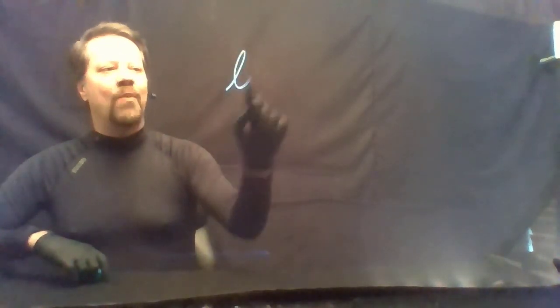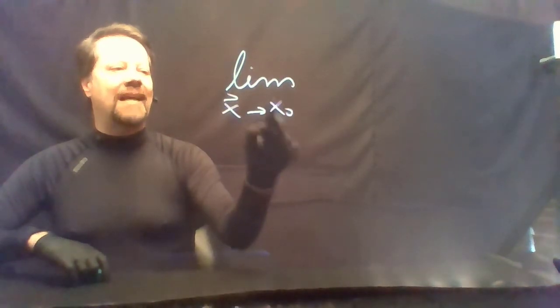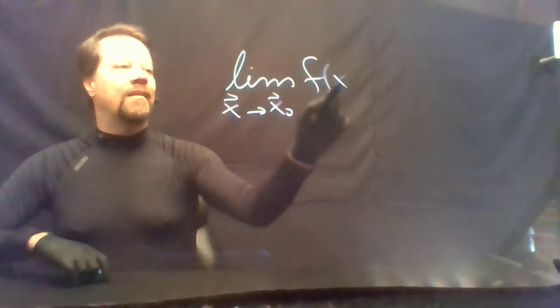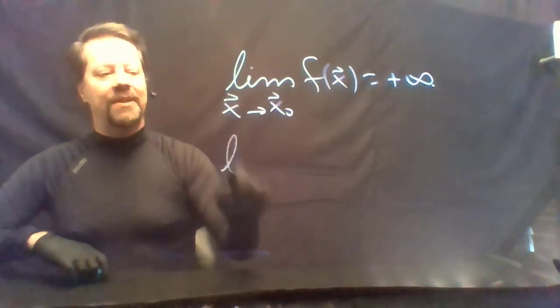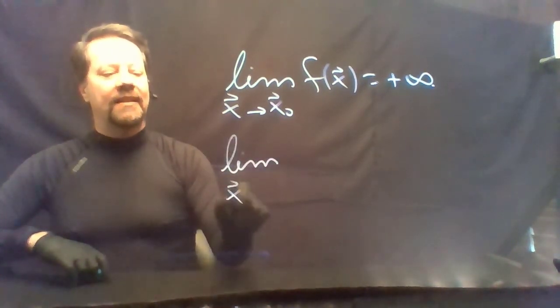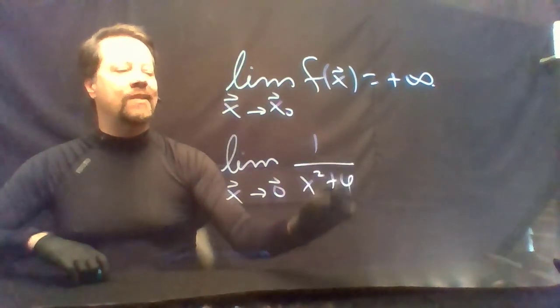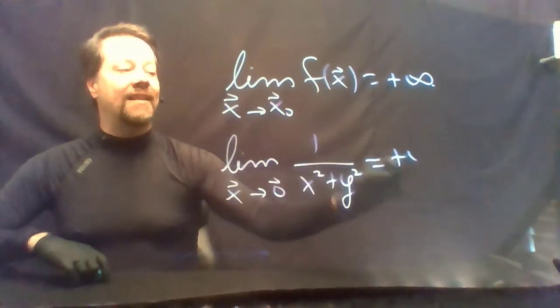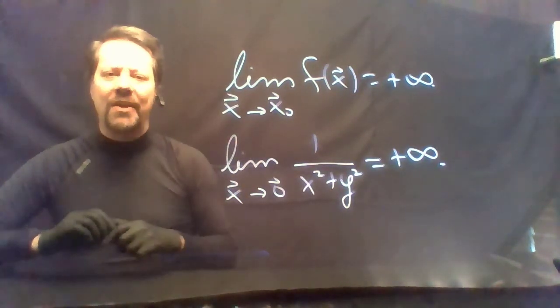As you can see, we want some way to say that in the limit as x goes to x naught, f of x equals, say, plus infinity. In particular, we just saw in the limit as (x, y) goes to 0 of 1 over x squared plus y squared, we want that to say plus infinity. You do this the same way you did in Calculus 1.